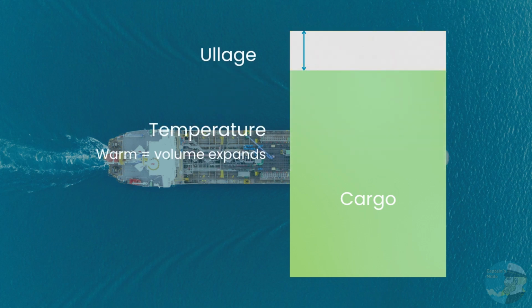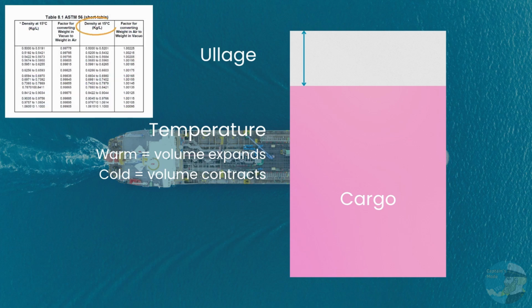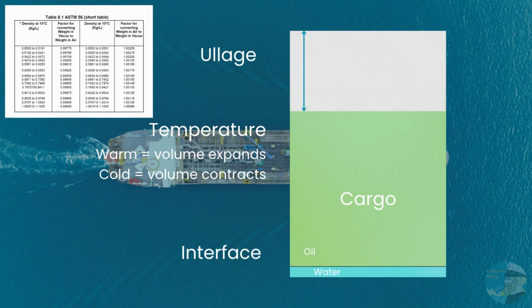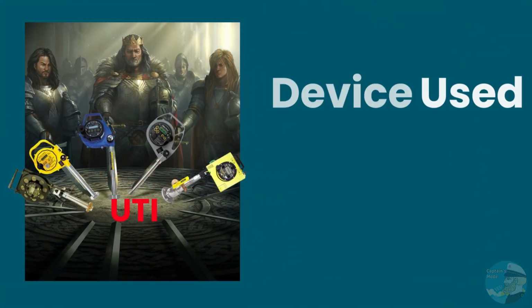Temperature affects the cargo's density and volume. Measuring it allows officers to correct the observed volume to a standard temperature, usually 15 degrees Celsius, using the vessel's calibration tables. Interface refers to the boundary between two different liquid layers, typically the oil and the water at the tank's bottom. Detecting this helps determine the amount of free or bottom water present, which is critical for cargo quality and quantity reporting. Device used to measure UTI.